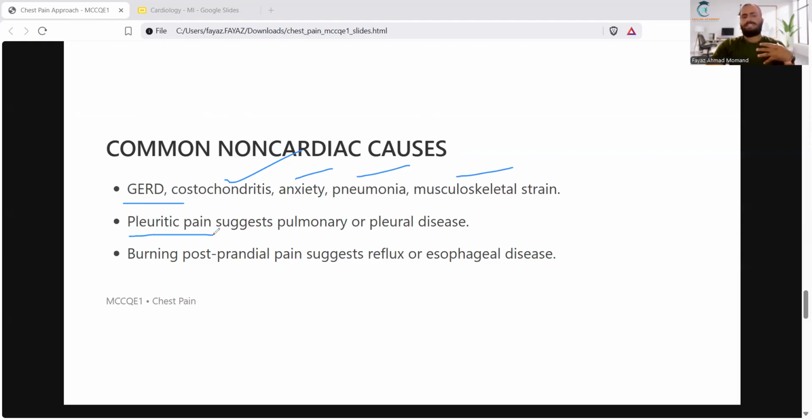Pleuritic pain that is deep inside the pleura and is felt more on taking deep breaths would be more pointing towards pleural or pulmonary disease. If the patient has a burning sensation postprandial, or after eating, it suggests or points more towards reflux or esophageal disease versus cardiac disease.